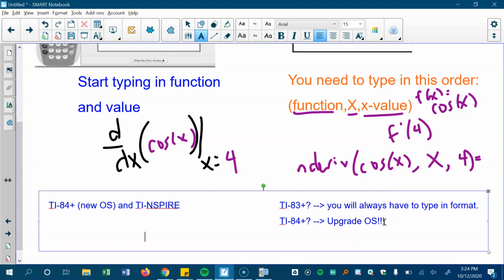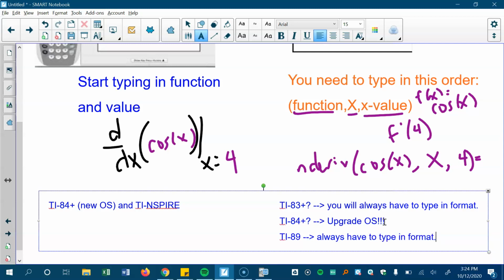The TI-89 is a very powerful calculator, more powerful than the TI-84 Plus, but it's a little bit of an older display. So with the TI-89, you always have to type in this format as well. So now let's get to our problems.